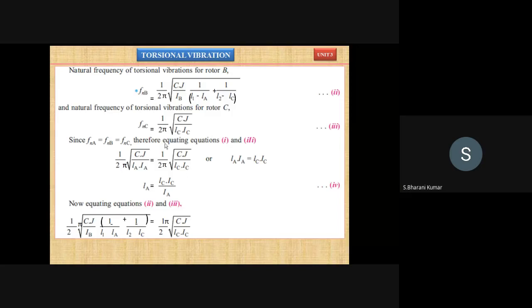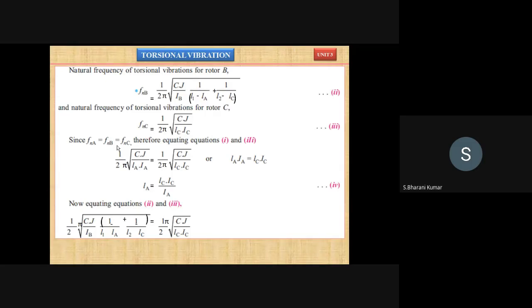And the next one is the frequency of rotor C, which is equal to 1 by 2 pi square root of Cj by Lc into Ic. So you are getting equations 1, 2 and 3, all the formulas. F1 of A equals F1 of B equals F1 of C. F1 is nothing but the frequency of A, frequency of B and frequency of C. All three are the same because the frequency does not change for a single shaft. So the frequency of A, frequency of B and frequency of C are the same.